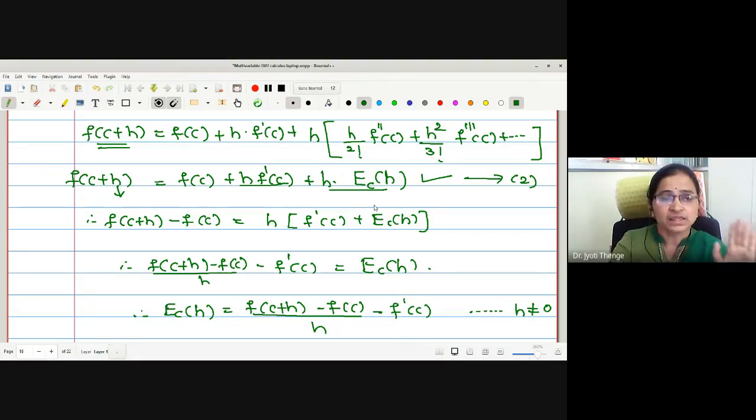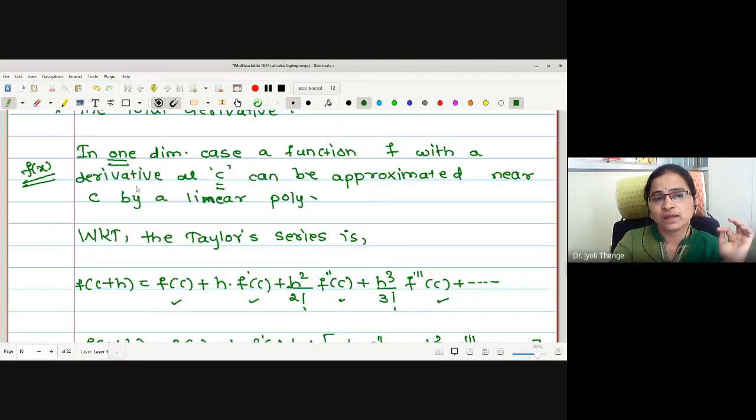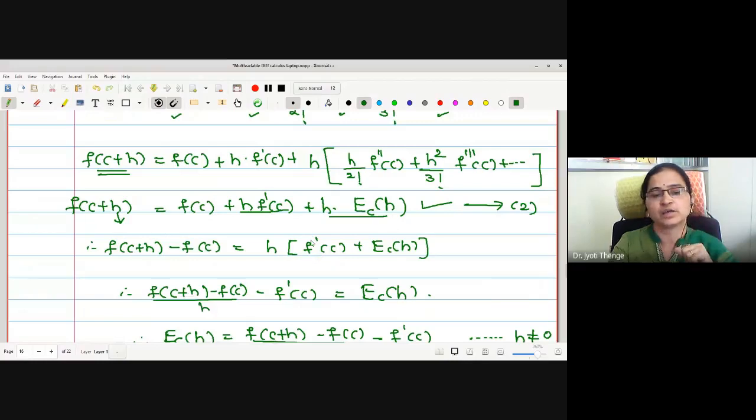Therefore, one can say this is the linear formula. Here we have written now, by a linear polynomial, the value of the function near to C can be approximated by a linear formula. This is the linear one. This is totally by using the ordinary derivative.